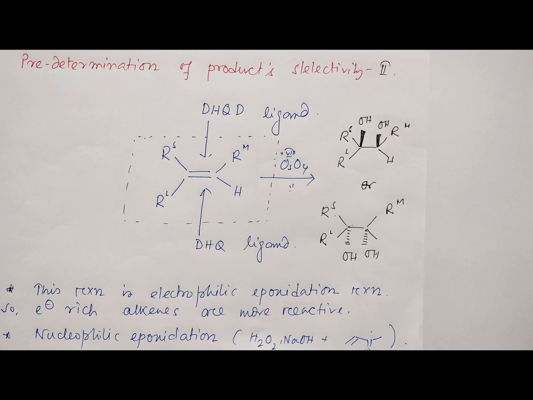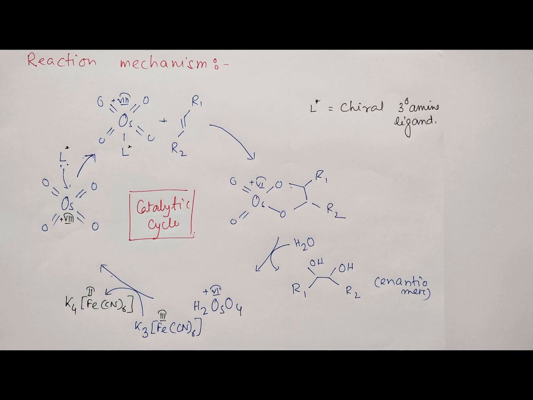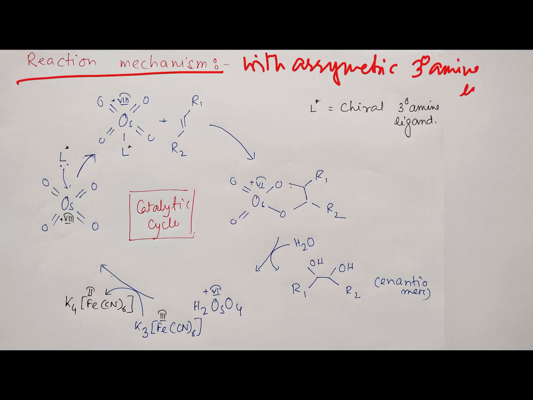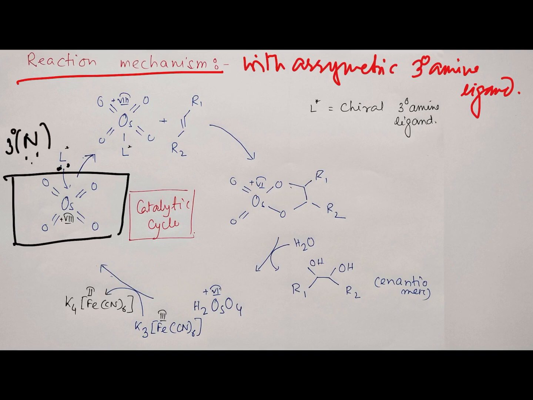Now let's discuss the reaction mechanism with the asymmetric ligand, an asymmetric tertiary amine ligand. So what happens? First we use the osmium 8 reagent. The osmium 8 reagent reacts with the ligand, meaning the ligand coordinates. In this case, better to say the tertiary nitrogen ligand coordinates here. You may consider this catalyst to now be a chiral catalyst.